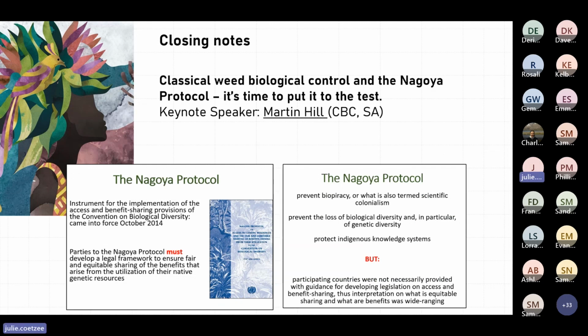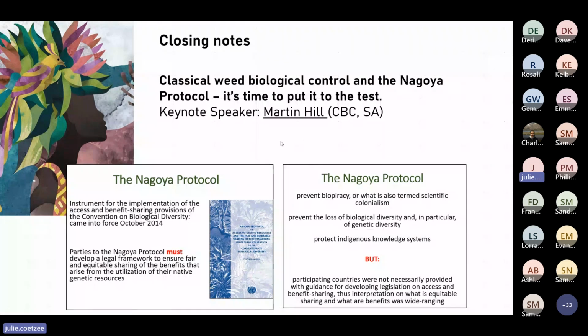And so to close, I think the outcomes of this meeting is that we're doing good science, we're doing good implementation, but one of the things that we have to be aware of is engaging with access and benefit sharing, and this is through the Nagoya Protocol. Martin Hill gave a plenary on classical weed biological control in the Nagoya Protocol.